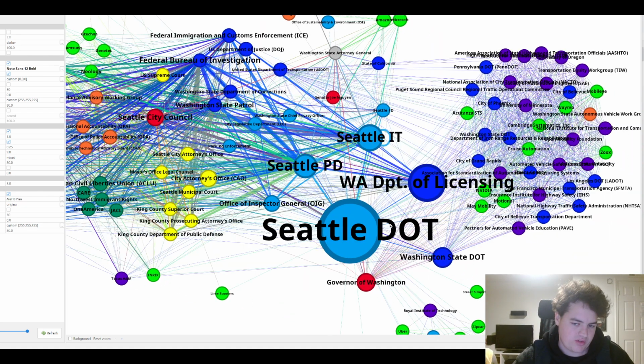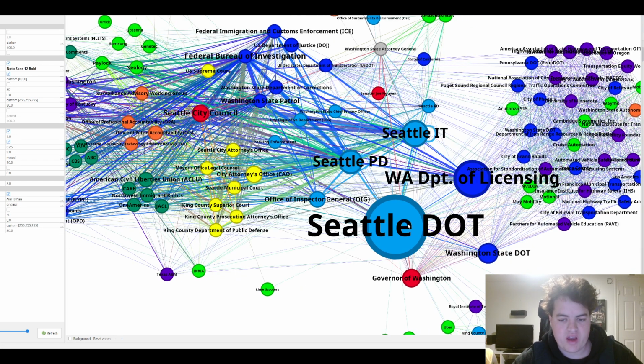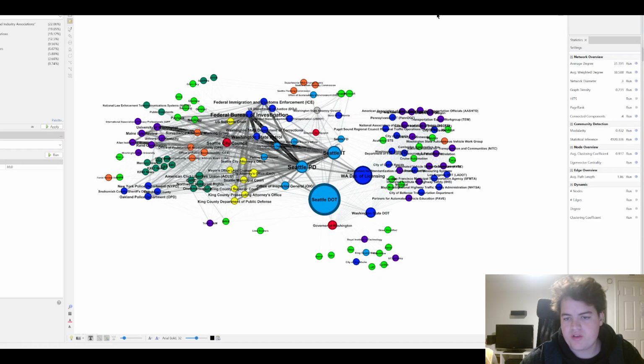Obviously, the Seattle Department of Transportation has a very big betweenness centrality, and that is because there are lots of external stakeholders working on and being cited as references for autonomous vehicles in the Seattle area, and they are not necessarily connected with the rest of the network directly. However, they are referenced to Seattle Department of Transportation, who is then connected with the other nodes in the network. So that's why they kind of exist in that big sphere there.